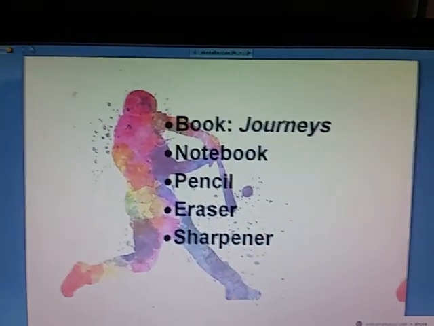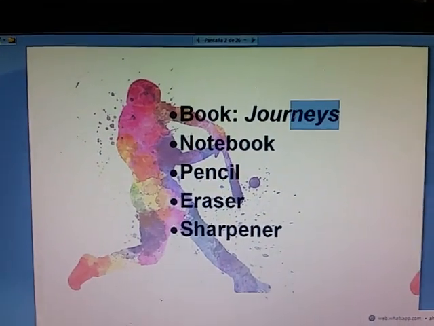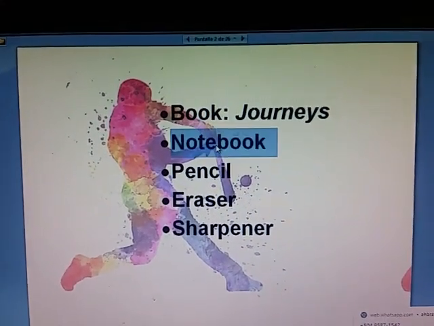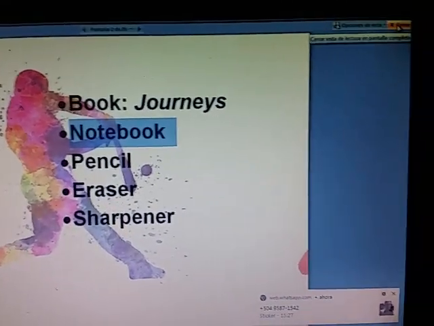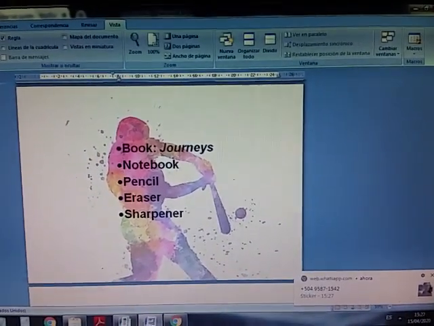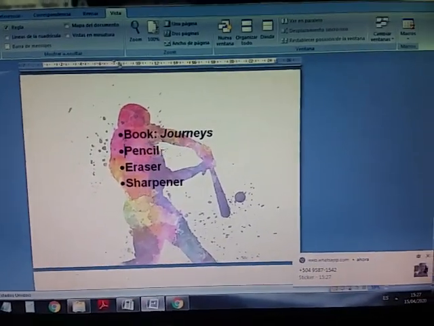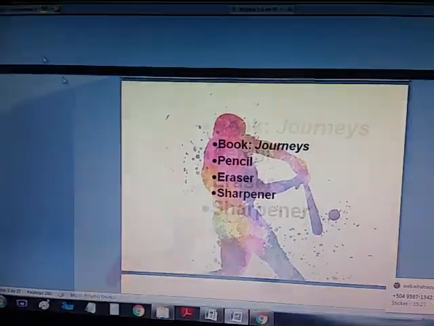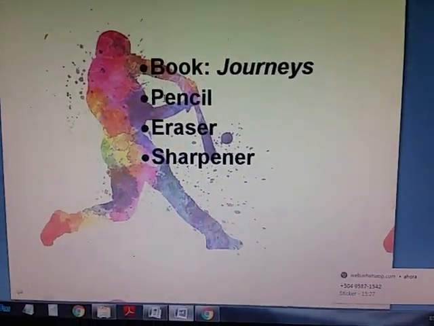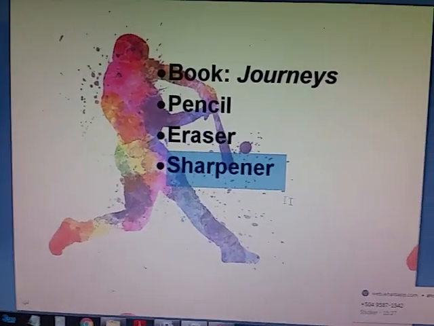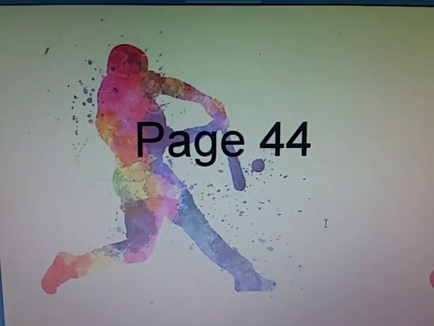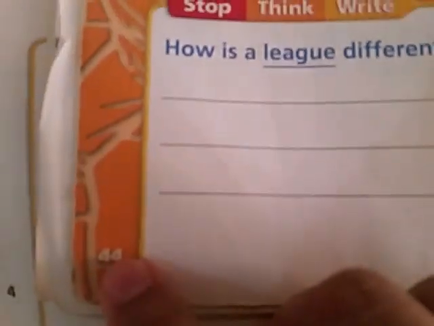So, have your book with you, Journeys. Notebook is not really necessary. So, you know what? I'll take it out from this list. No notebook. Okay. Pencil, you definitely need it. Eraser, absolutely. Sharpener, get one. And be on your book on page 44. Okay? Page 44.